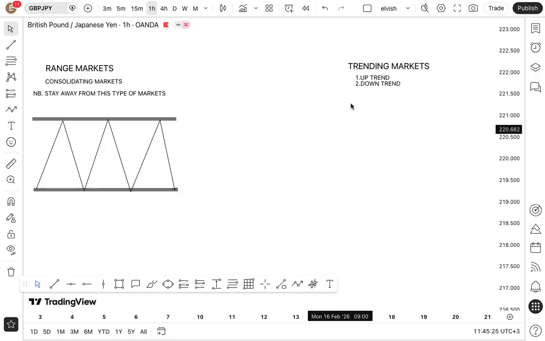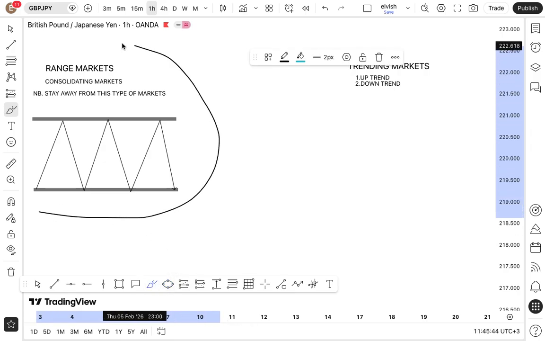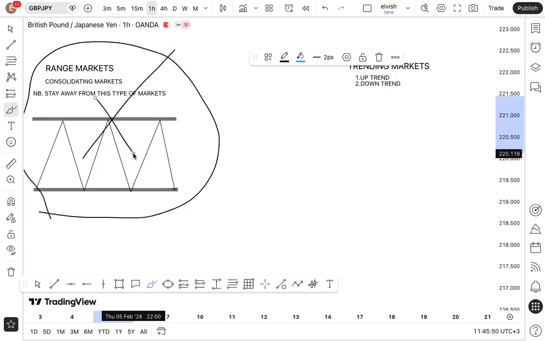I think this is enough for the ranging markets. They have no higher highs, no higher lows, no lower lows or lower highs. So I'm going to first leave this part out. Let's forget about this in the first place, because you have to stay away from this.